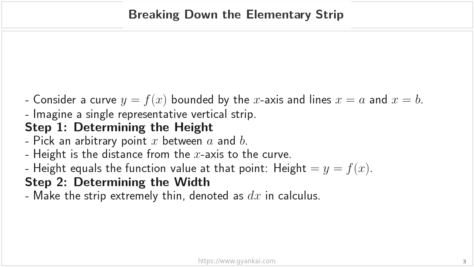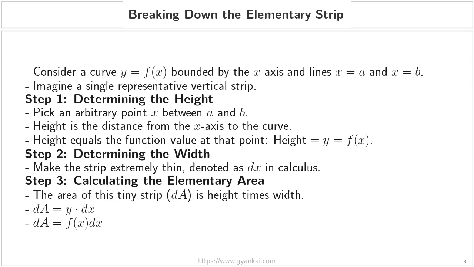Step 2, determining the width. We want this strip to be incredibly, almost negligibly, thin. In calculus, we represent this infinitesimal width using the notation dx. Think of this as a width that is shrinking toward zero. Finally, step 3, calculating the elementary area. Since this strip is essentially a very thin rectangle, we use the standard formula for the area of a rectangle, height times width. If we denote this tiny bit of area as dA, then dA equals y times dx, and to make it ready for the integration process we will see in the next slide, we substitute our height from step 1, so we get dA equals f of x times dx.